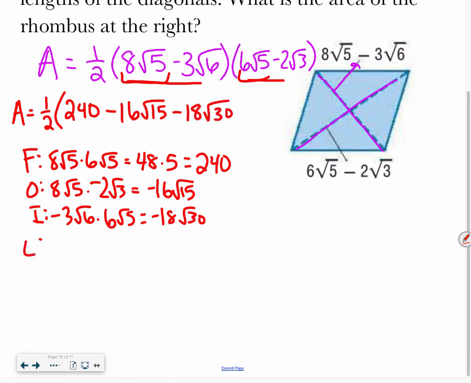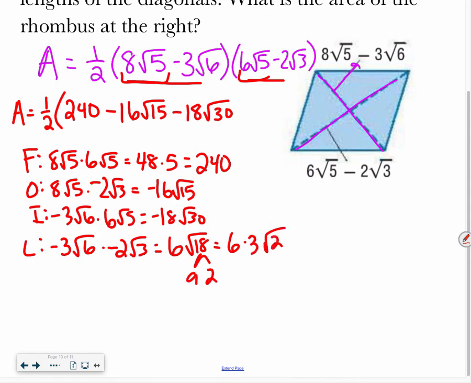Then my last term is negative 3 square root of 6 times negative 2 square roots of 3. Negative 3 times negative 2 gives me a positive 6. And then I have square root of 18, which is 9 times 2. So I can pull a 3 out, the square root of 9 is 3. So that's 18 square root of 2. And it's positive.